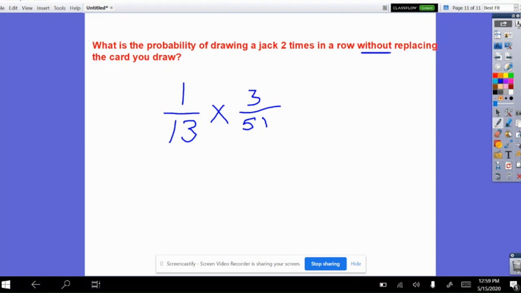So then we take our calculator and we multiply 1/13 times 3 over 51, which I happen to know reduces to 1/17, but that's okay. And I get 1 over 221. All right. Actually, I'm going to get 3 times that, and then it would reduce down to 1 over 221. I just have a calculator that reduced for me. So anyway, if you don't replace the jack, you have 1 in 221 times. So it's a little bit harder if you don't replace the first card.